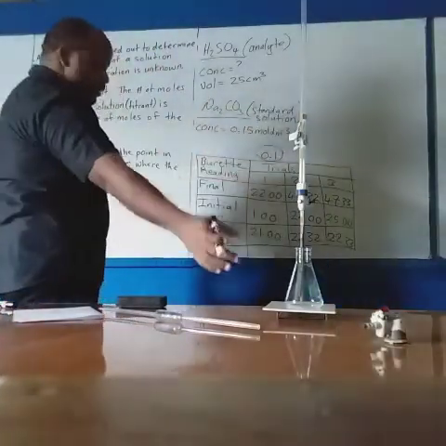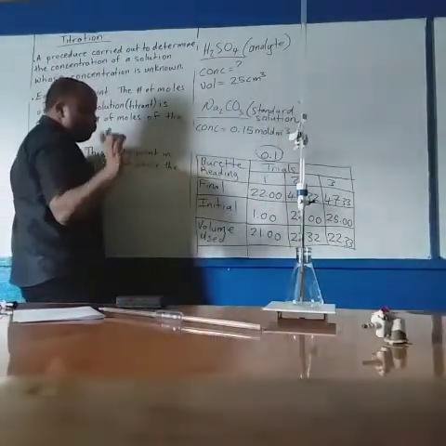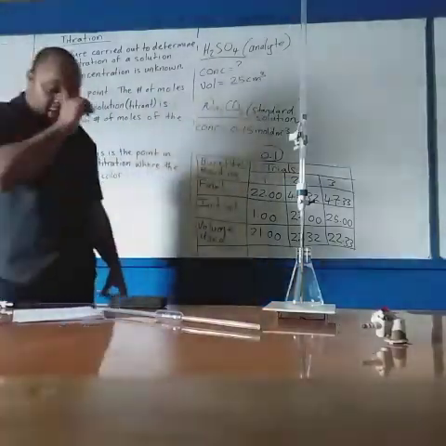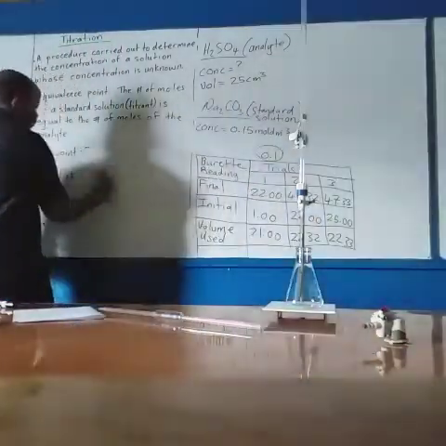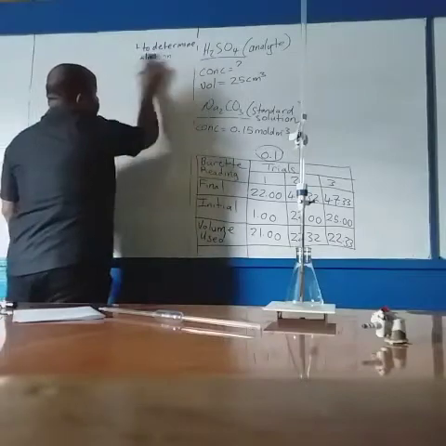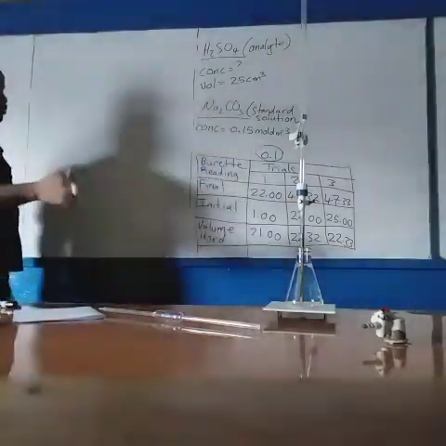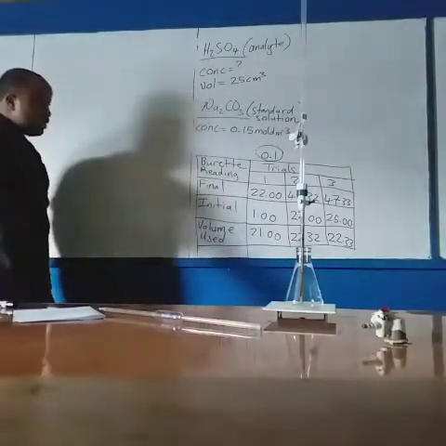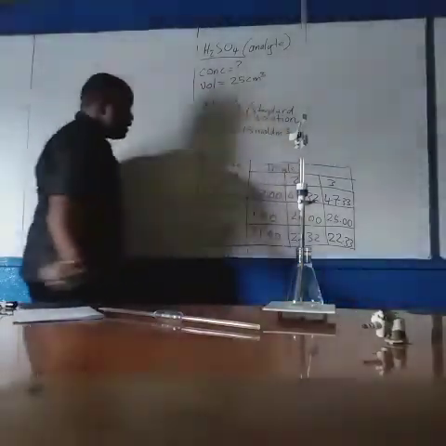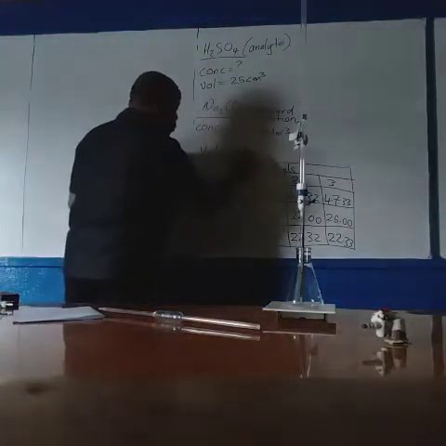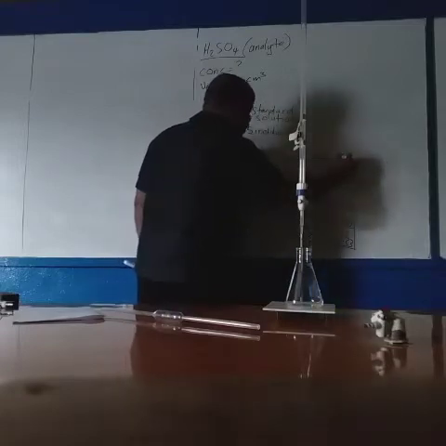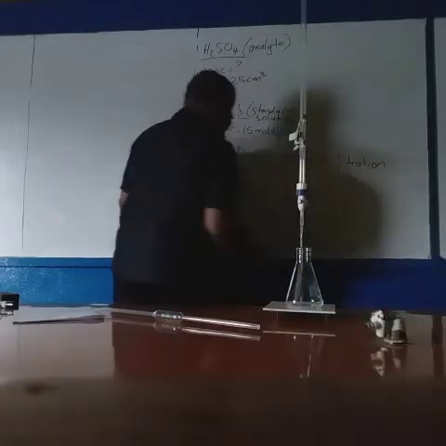So once you have carried out your titration, the procedure, you will record the data in a table like this. Once you have done this now, there is a series of calculations that will be performed. The first one we're going to do is to work out the volume of sodium carbonate that was used. So this table is for the volume of sodium carbonate used in the titration.